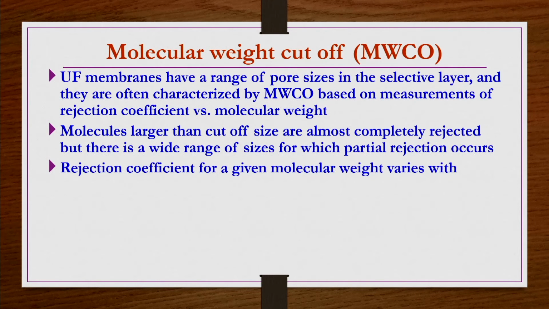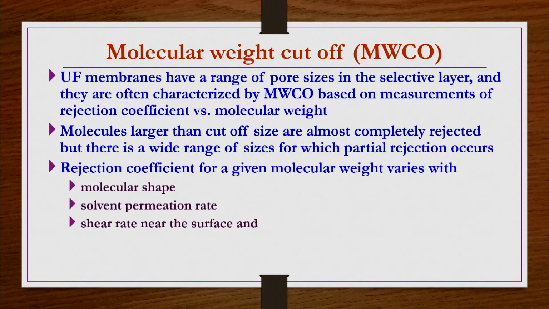And then the rejection coefficient for a given molecular weight varies with several factors. First one is the molecular shape of the polymer that you have taken, then solvent permeation rate, then shear rate near the surface, and extent of membrane fouling. All these things are going to have an effect on the rejection coefficient for a given molecular weight solution.